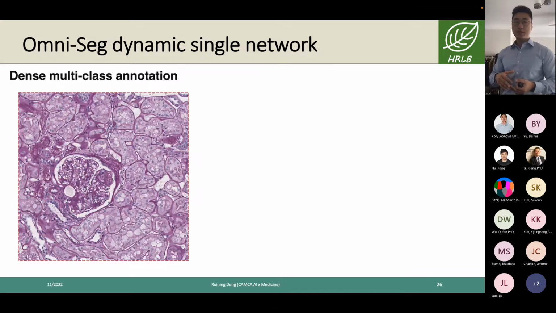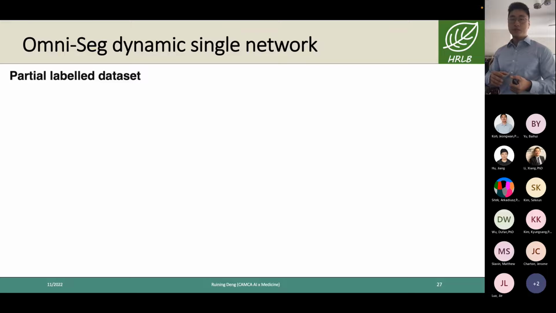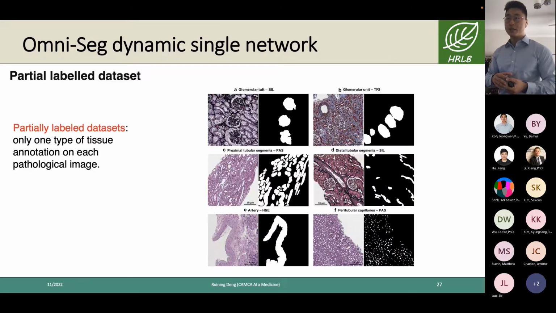If we look at the renal pathologies, ideally, we should get a dense multi-class annotation, which means that six different tissue type annotations should appear on each region or each patch. However, for the digital pathology community, usually we only have partially labeled data, which means that only one type of tissue annotation on each pathological image will show.